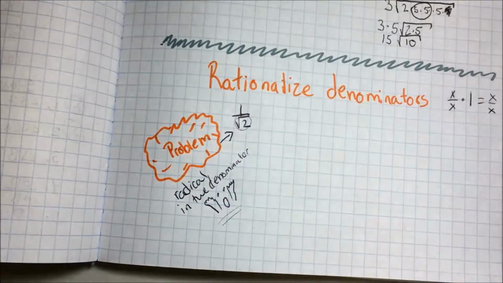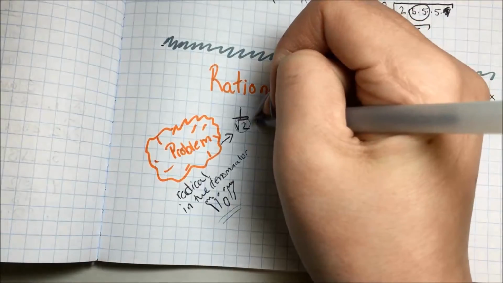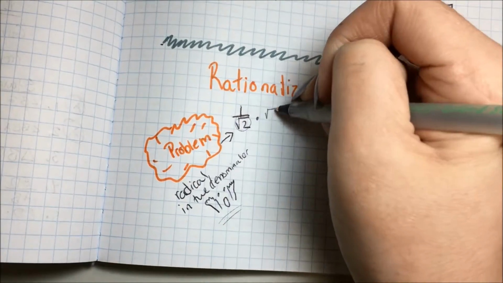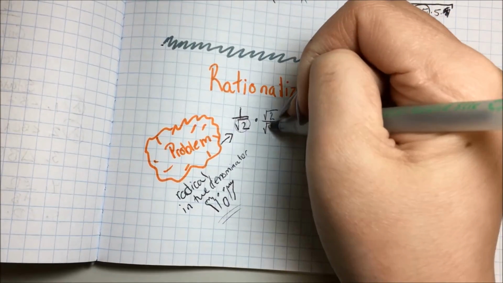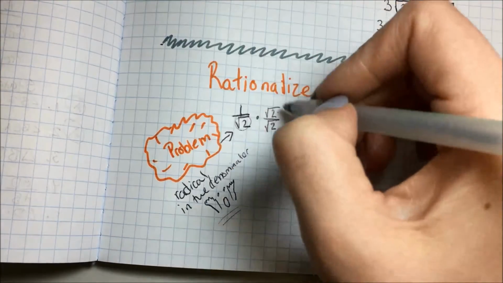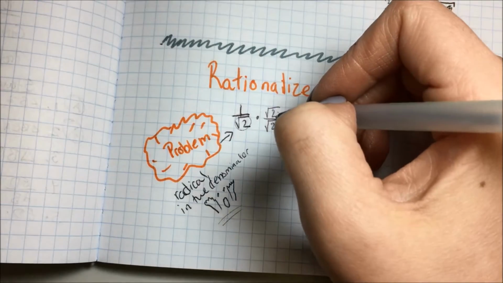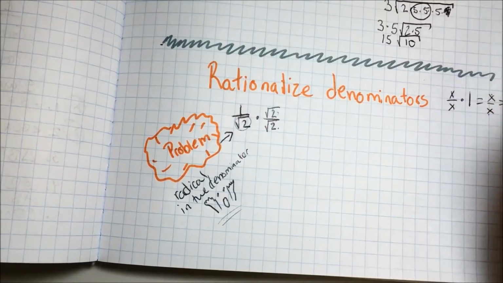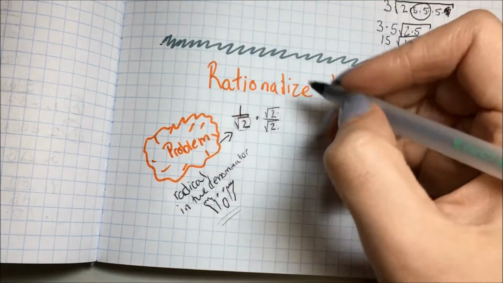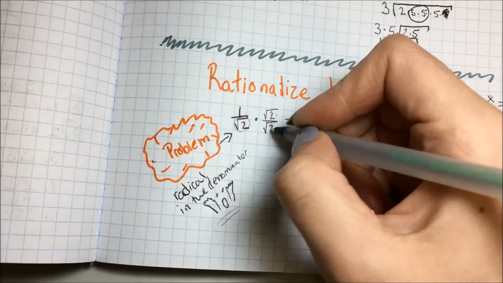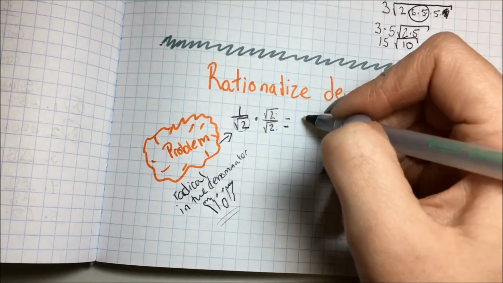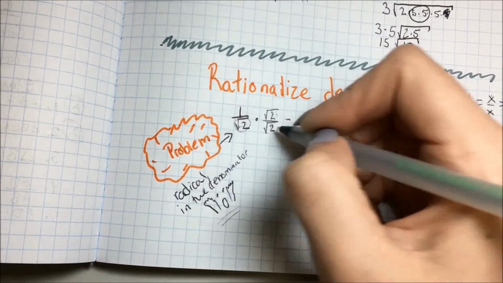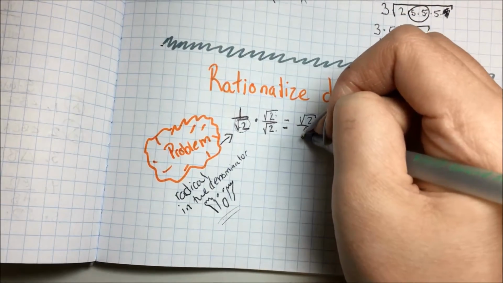So I know that if I multiply the top and bottom by radical 2, radical 2 divided by radical 2 is actually 1. Anything divided by itself is 1. Here's the cool thing that's going to happen, and this is why I'm choosing radical 2 over radical 2. 1 times radical 2 is radical 2. Radical 2 times radical 2 is actually going to be 2.